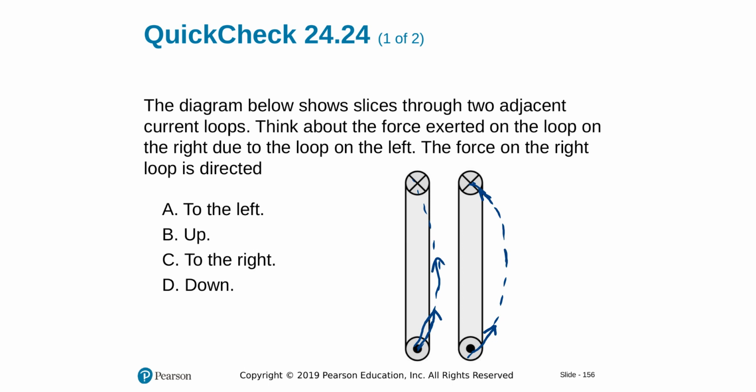And what they do then, let's call them I1, I2, is attract each other. Same direction currents attract each other. The right one pulls on the left one, and the left one pulls back on the right one. The force on the one on the right is to the left.